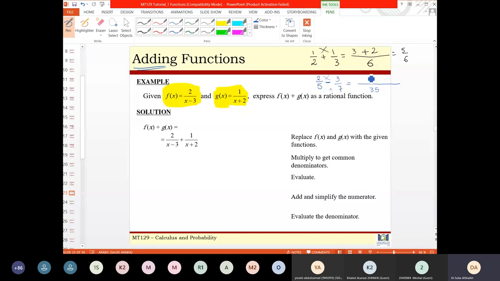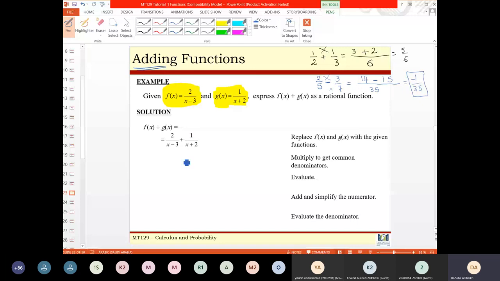Then we do cross multiplication. 2 times 7, 14. 3 times 5, 15. And the sign is minus in between them. We subtract, and this will be minus 1 over 35. You got it now? Same thing we do with the functions.